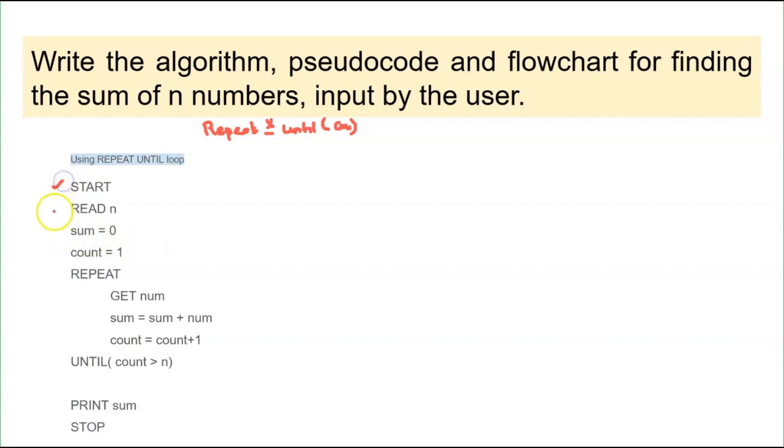Again start, read the value of n, sum is equal to 0, count equal to 1. Repeat until. Repeat, you have to get the number, so you have to find the sum, and count equal to count plus 1 until count is greater than n. So when this is true, it will come out of the loop. If it is false, these statements will be executed.